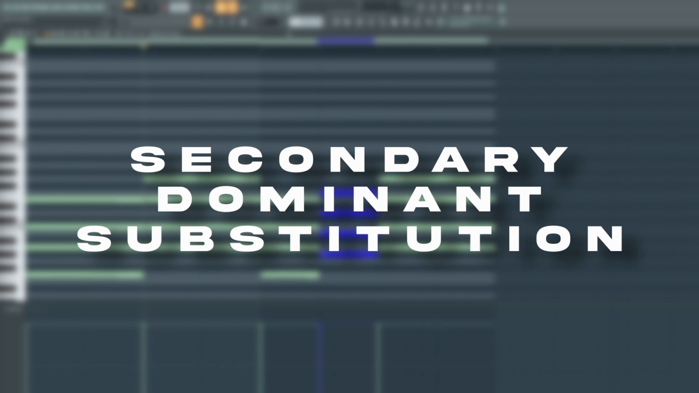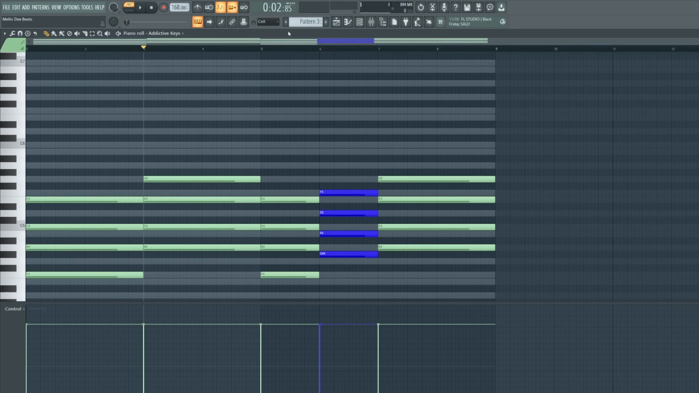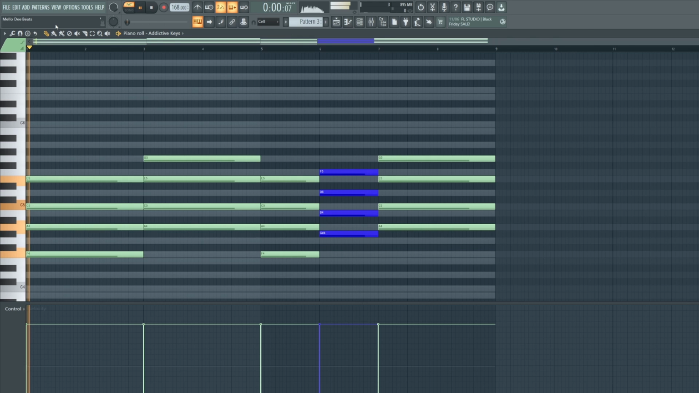Now let's talk about the secondary dominant substitution, which is the second method, and we're not going to get into what a secondary dominant is. All you do is build a diminished chord right before a minor chord comes in the progression, 1 semitone under the minor chord. And it doesn't matter what the chord is before that, it should definitely work.